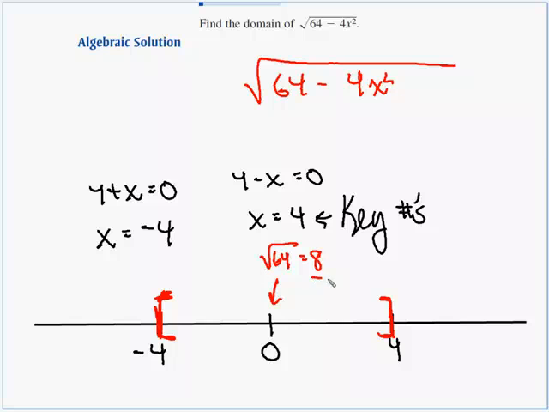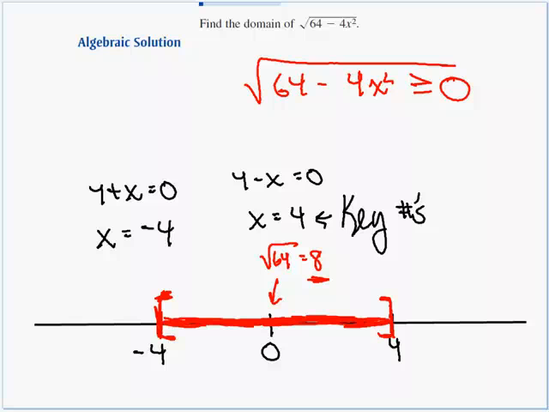Is 8 a positive number? Because remember, we wanted what was under the radical to be greater than or equal to 0. Is 8 greater than or equal to 0? Yes, it is. So we do know that is in a part of the solution set. So in between 4 and negative 4 will be that solution set.